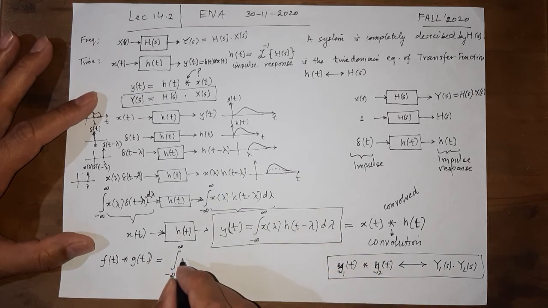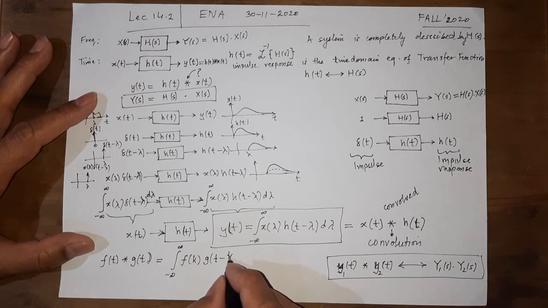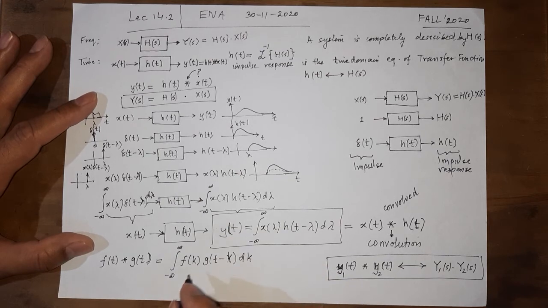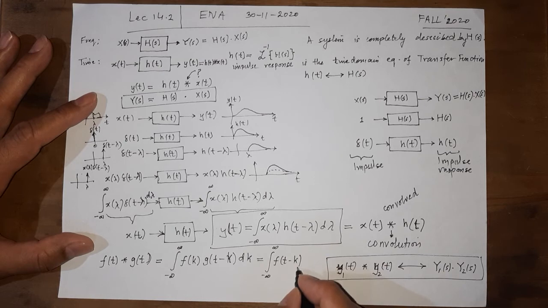So convolution is commutative. Either you represent it like this, f of k into g of t minus k dk, or use lambda, it is up to you. And sometimes, or most of the time, we use tau here instead of k. Or we can write this as f of t minus k into g of k dk.